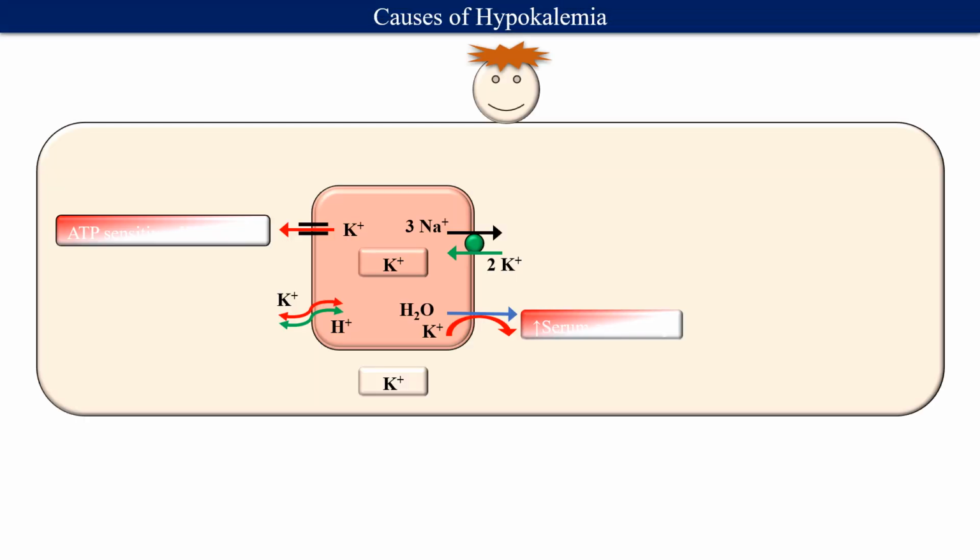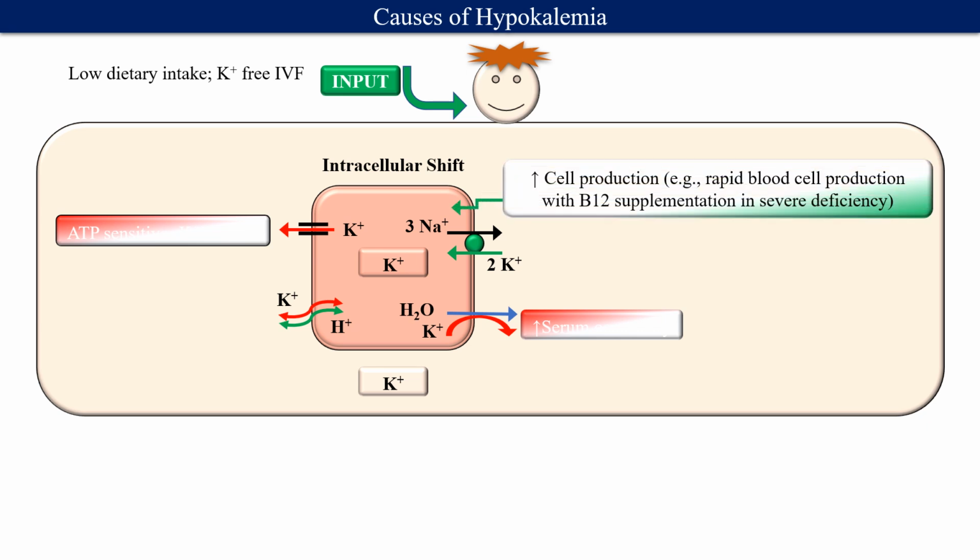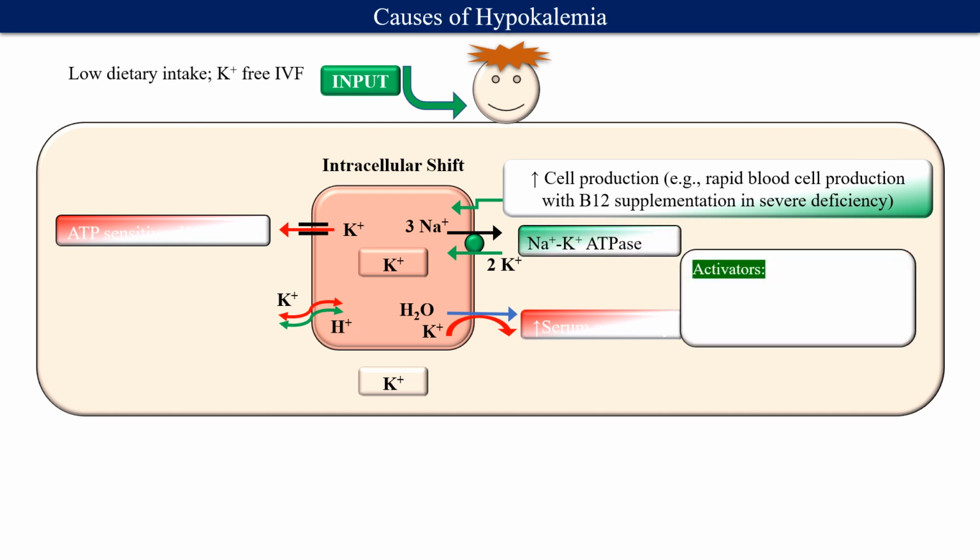What are the causes of hypokalemia? In terms of input, malnutrition with low dietary potassium intake, continuous intravenous fluid administration with no added potassium. In terms of intracellular shift, we can have rapid cell production, such as rapid blood cell production seen with B12 supplementation in patients with severe B12 deficiency, increased sodium-potassium ATPase activity with the administration of insulin, or beta-2 agonist, such as albuterol, a medication used to treat asthma.